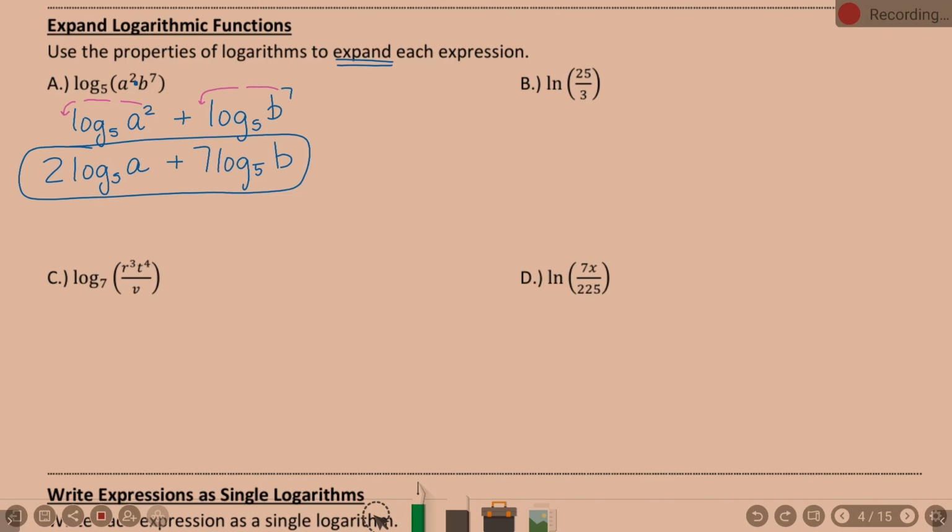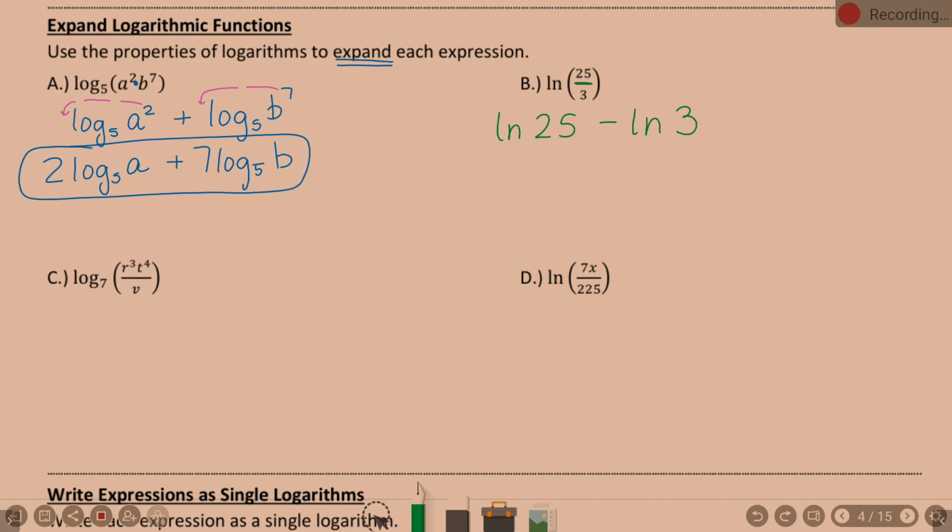Inside the log, we see 25 and 3, and 25 and 3 are being divided. Division within a log can be rewritten as 2 logs being subtracted. So I'm going to rewrite this as natural log of 25 minus natural log of 3.